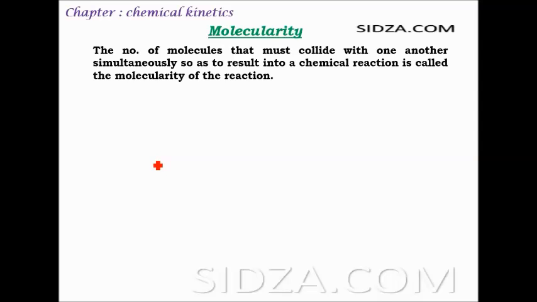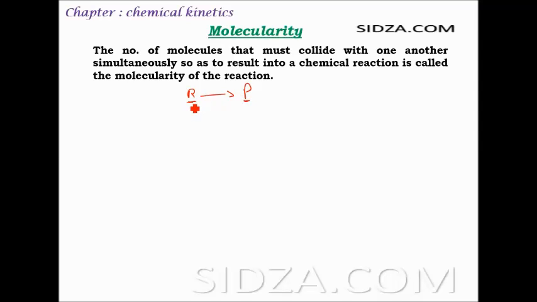Hi students, now in this video we will discuss the molecularity of a reaction. Molecularity is actually a theoretical concept, right? It represents basically the number of molecules that must collide with one another simultaneously so that the product is formed. Because we know when a chemical reaction occurs, for the reactants to convert into products, the reactant molecules need to collide with one another. Only then the product is formed.